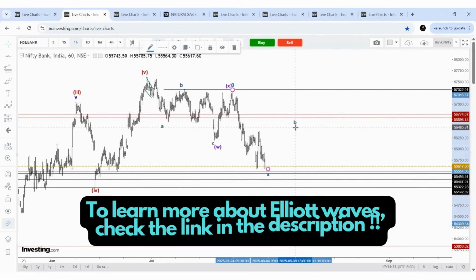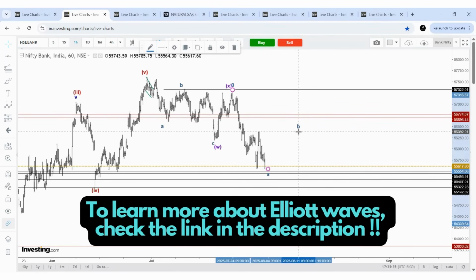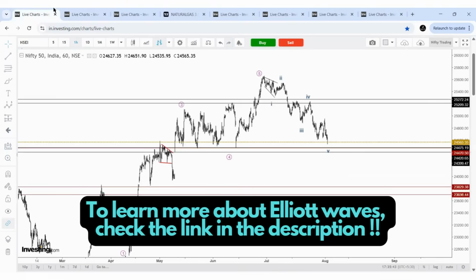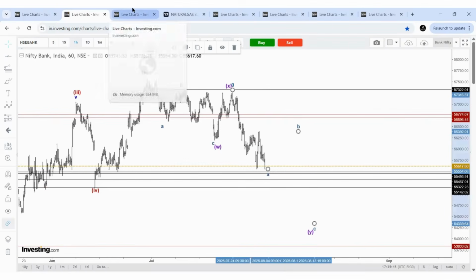Even if it is a first leg, it can significantly bounce to the previous high of 56,400, a possibility. Okay, so this is the update on Nifty and Banknifty. Right, so let us move on to the crude oil.